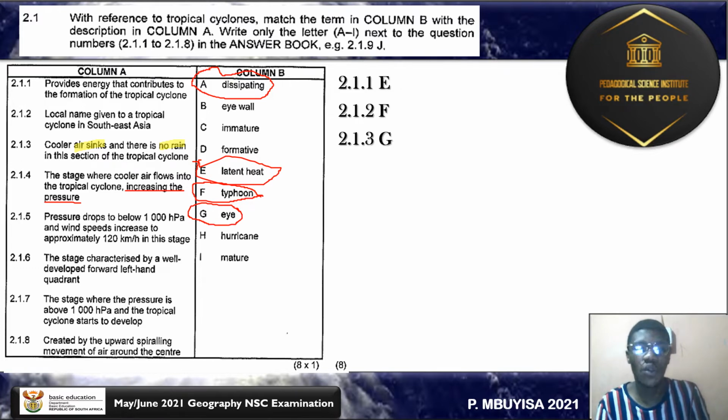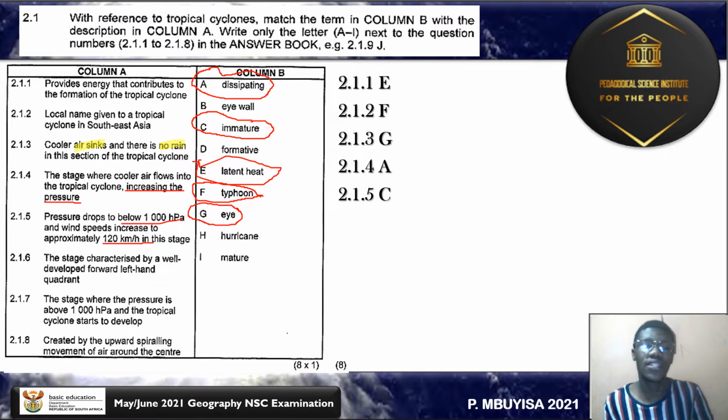And then 2.1.5 says pressure drops to below 1000 hectopascals and wind speeds increase to approximately 120 kilometers per hour in this stage. So for that, our answer is C, and that is the immature stage, because our pressure is below 1000 hectopascals, and again our wind speed increased to 120 kilometers per hour.